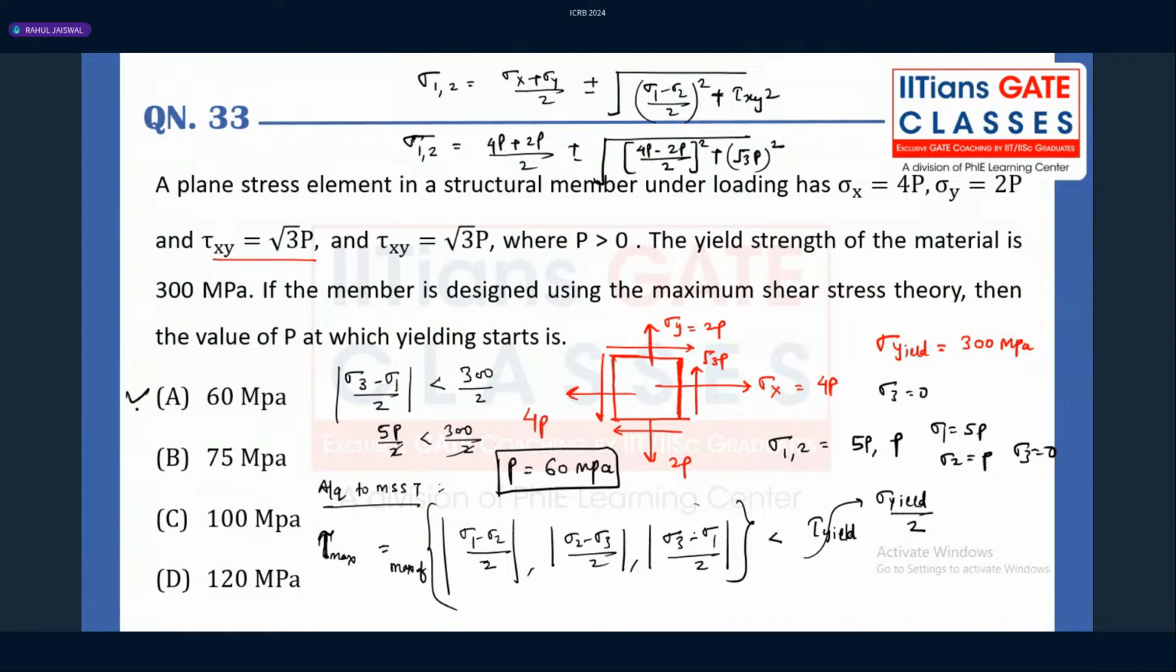P should be 60 megapascal, guys. If you load it beyond that, it will fail.